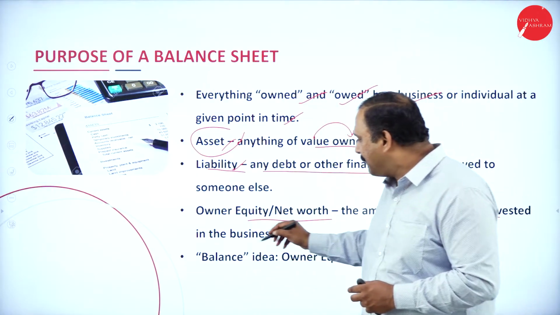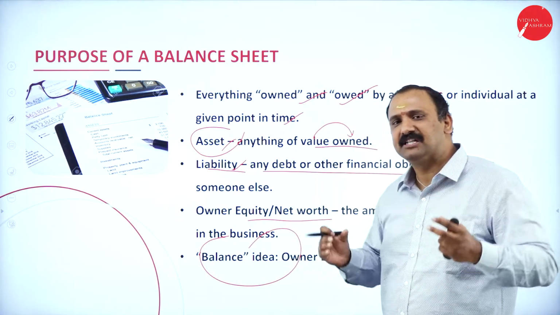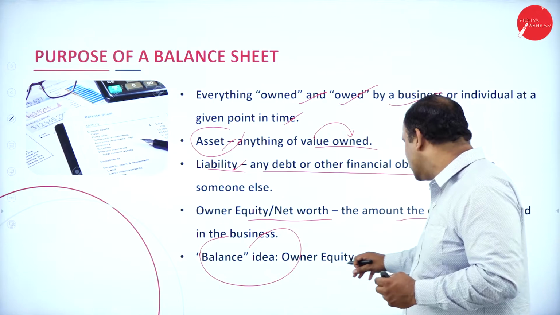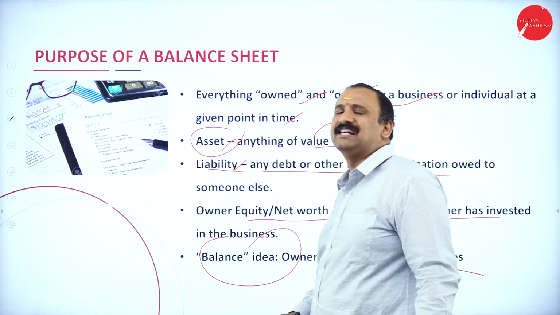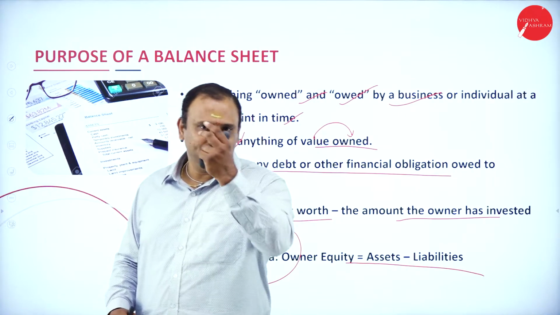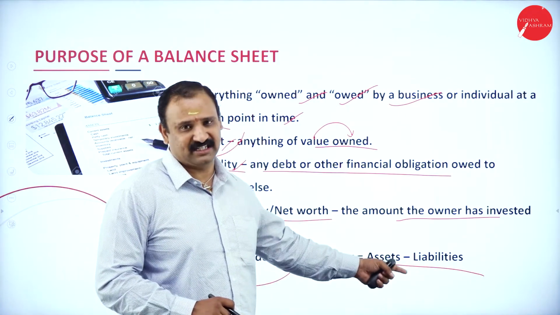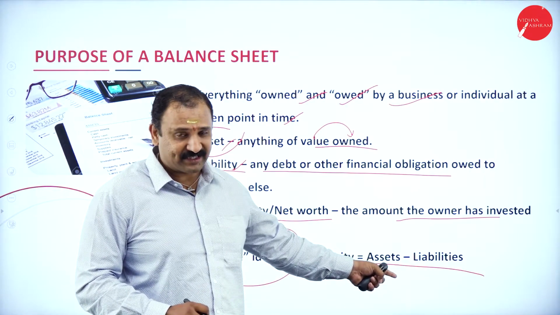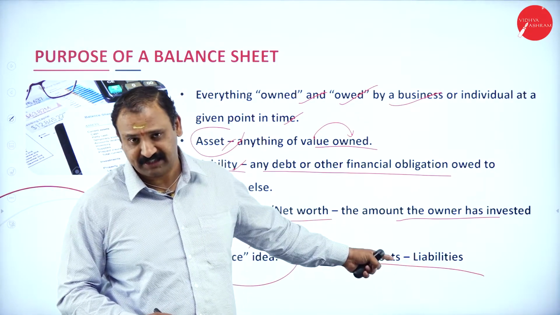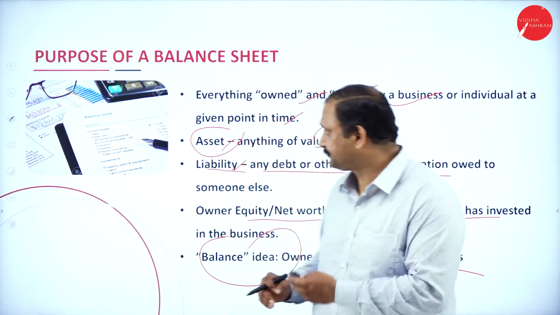Followed by the balance idea. Now, how is the balance sheet balanced? How far is it balanced? The owner's equity is always equal to assets minus liability. So when we talk about the owner's equity, what is the real worth? This is the real worth, asset minus liability. So the greater the asset, the company is on the positive side. The greater the liability, it will be on the negative side.